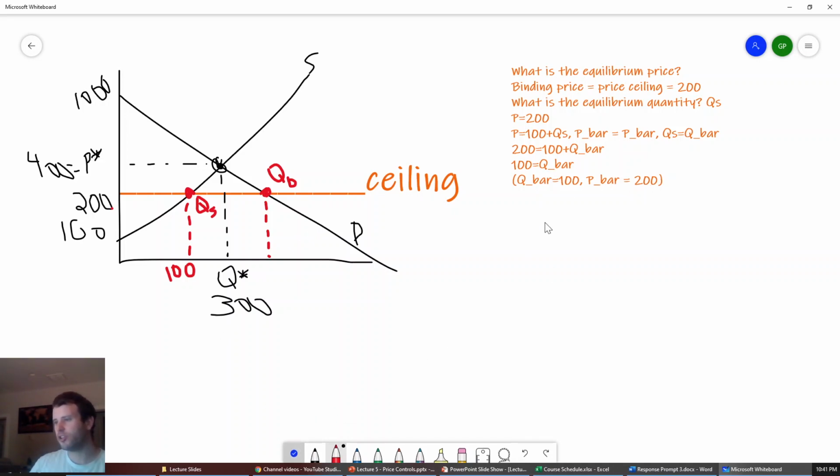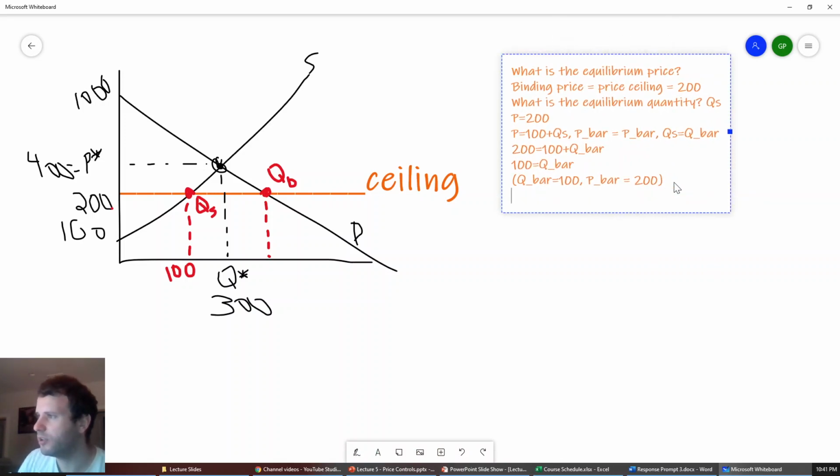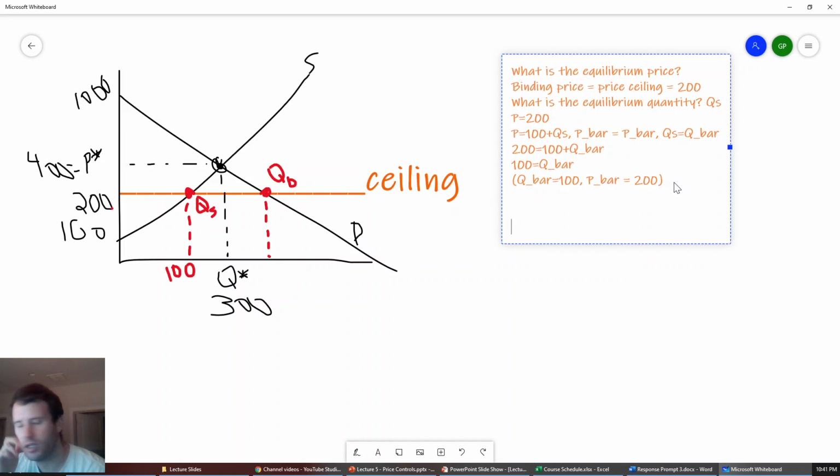What is QD? So how many people are demanding when there's a price ceiling? Well, demand is going to increase, essentially. Quantity demanded is going to increase, I should say. So the quantity demanded increases because the people who have a willingness to pay between the old equilibrium price and the price ceiling are going to enter the market. So you're going to have a higher QD.